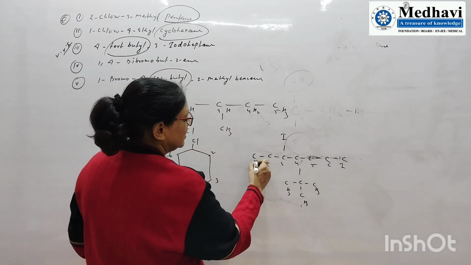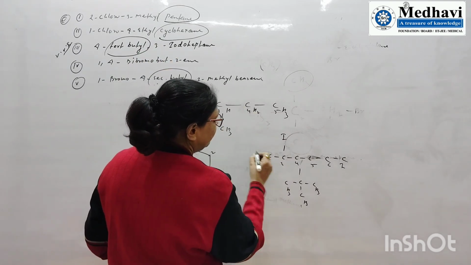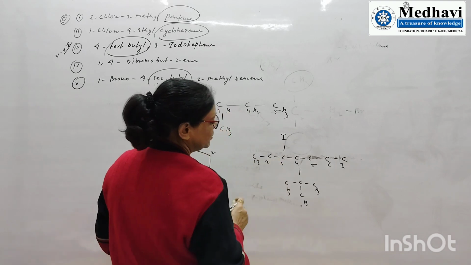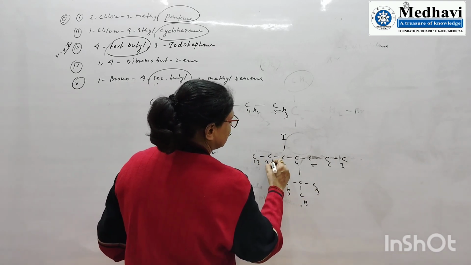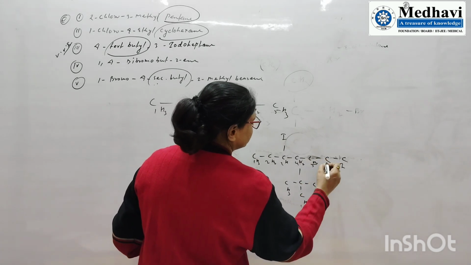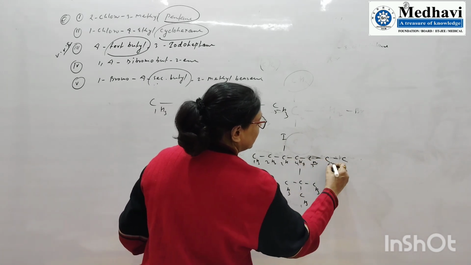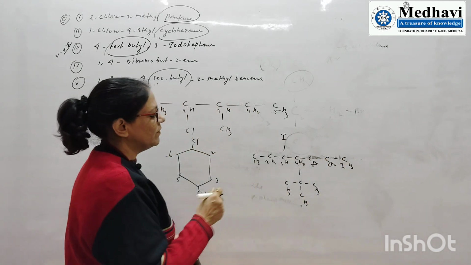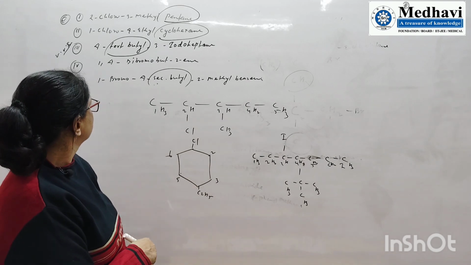Now fill the hydrogen. After that, I suggest students fill hydrogen after completing the structure, because on the basis of requirement you fill hydrogen. Here 1, here 2, here 2, here 3. This way you can write the name of the compound.